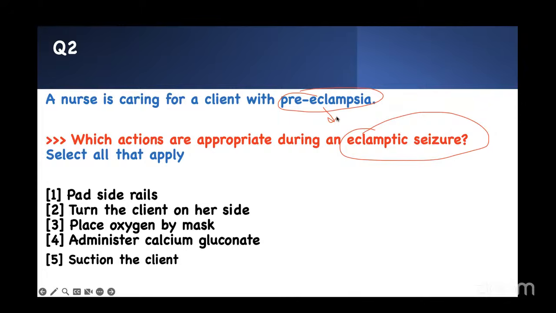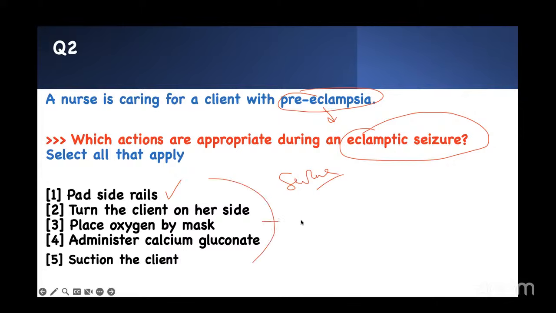You can change the question and say, what do you do when a patient is having seizures? Do you pad all the side rails? This is how you answer questions. You see, I changed the question. The way it was framed is designed to test your test-taking strategy. The patient had preeclampsia, now she's having eclamptic seizures. What actions do you take? Pad the side rails, turn the client on their side, place oxygen by mask, administer calcium gluconate, or suction the client.